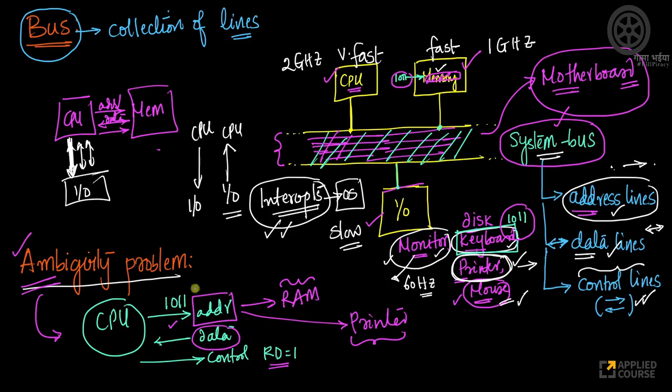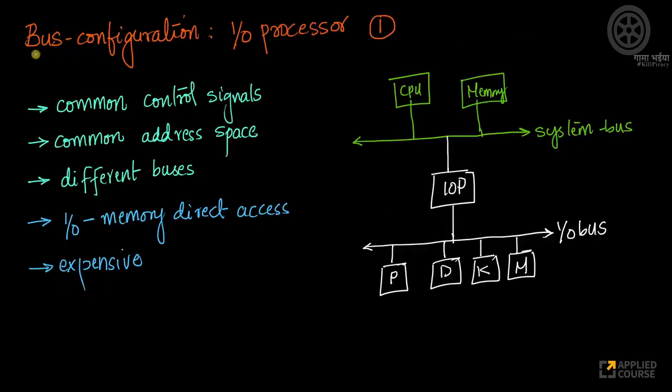Now to avoid the ambiguity problem, there are multiple configurations which will avoid this partially, if not fully, right? And that's a very, very important aspect of designing a proper system bus. There are 3 popular configurations. The first is a configuration in which we have something called an IO processor, which helps us resolve some of the problems. Let's see how it works.